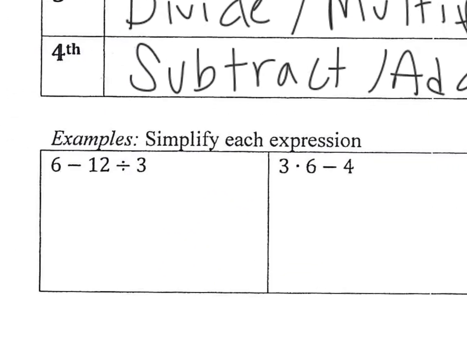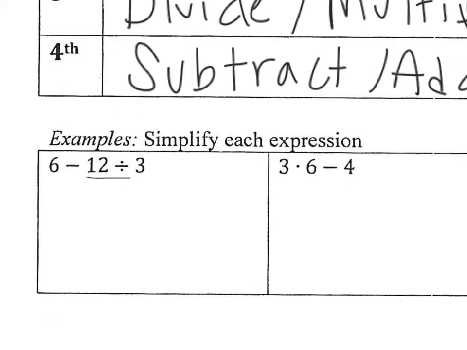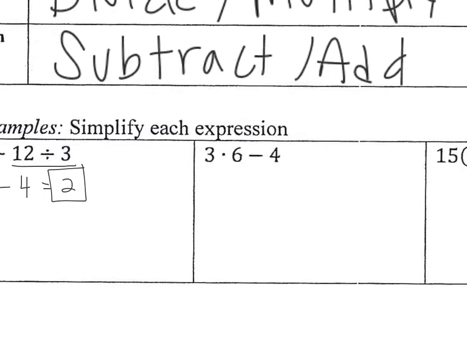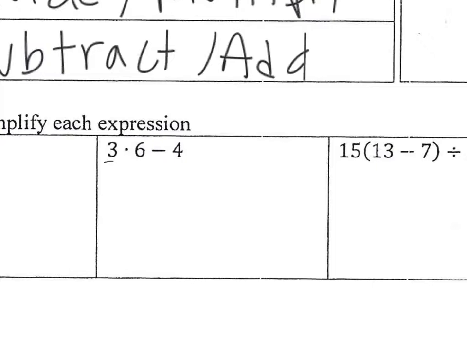So over here, examples. You need to divide first because that comes before adding and subtracting. So it's going to be 6 minus 12 divided by 3 is 4. So 6 minus 4 is 2. Second one, you want to do 3 times 6 first. 3 times 6 is 24. 24 minus 4 is 20.